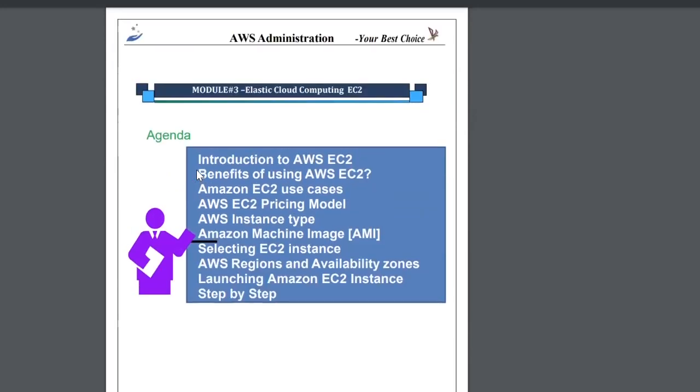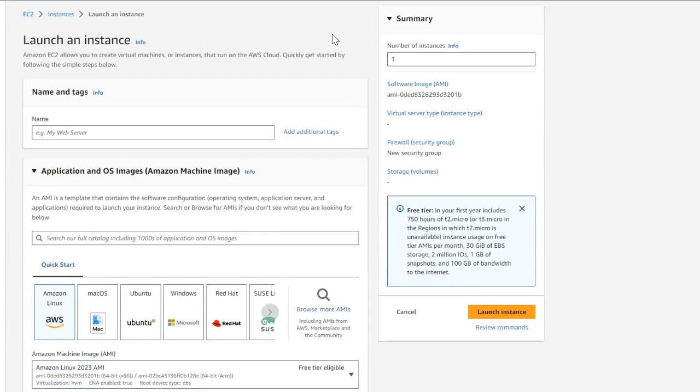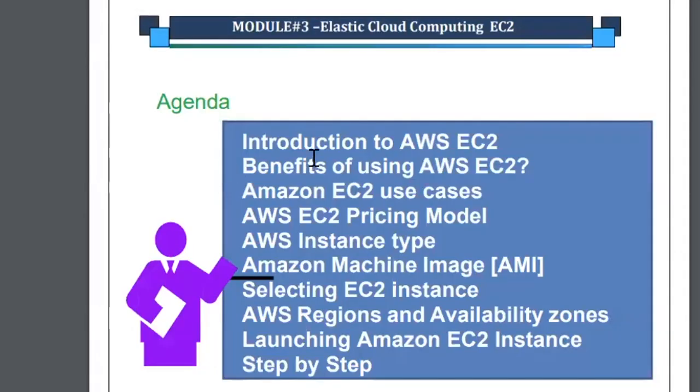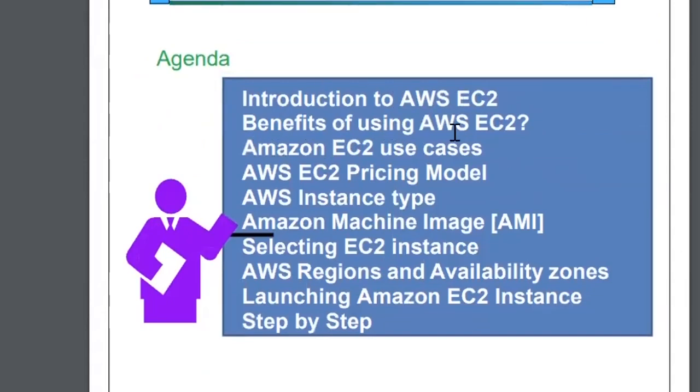So what is the service, guys? The service is EC2. EC2 means compute services. Introduction to Amazon EC2: EC2 means Elastic Compute Cloud. So the topics are: introduction to AWS EC2, benefits of using AWS EC2, Amazon EC2 use cases, AWS EC2 pricing model, AWS instance types, Amazon machine image, selecting an EC2 instance, AWS regions and availability zones, and launching an Amazon EC2 instance step by step.